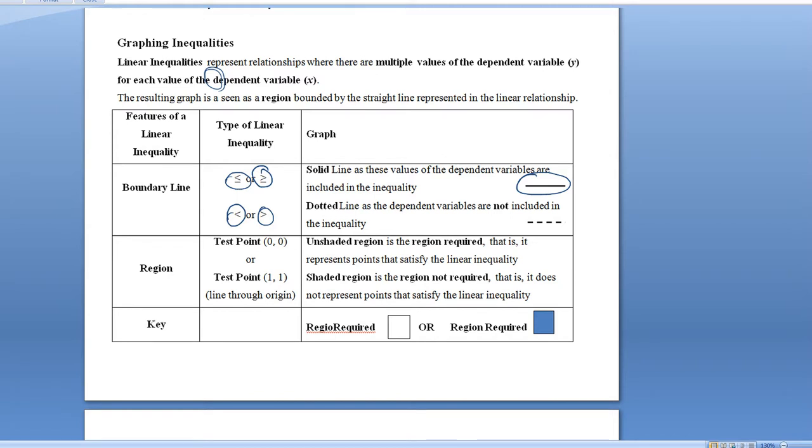Now, to work out which side of the boundary line is relevant to me, I use a series of test points. I'll show you how I use these test points a little bit later on. We also use a key. That is, we either shade the region required or we do not shade the region required, and we'll tend to use this particular option, that is, we do not shade the region required.